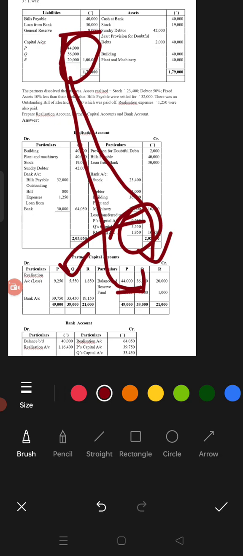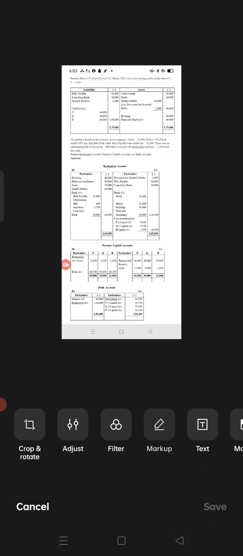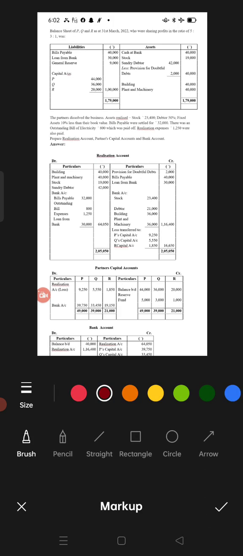9250, 550 and 1850, you are going to copy in the debit side. Any capital is left? So what have we taken? First we have taken capitals. Next we have taken general reserve.